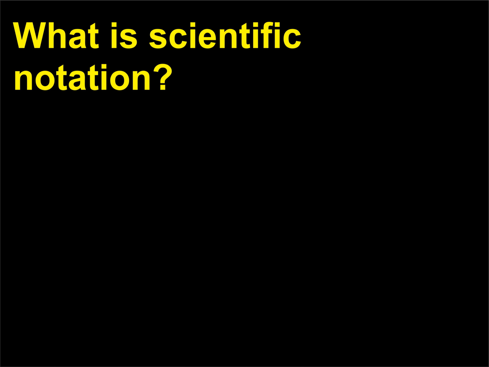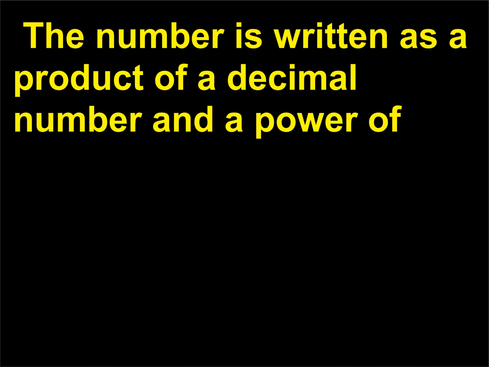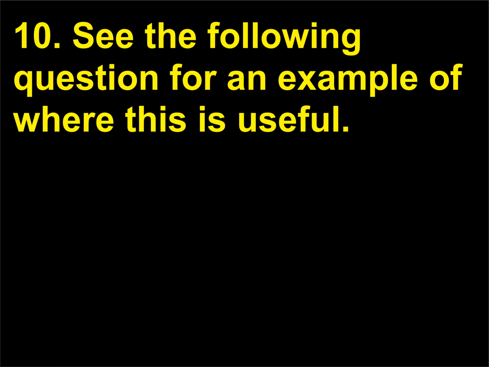What is scientific notation? Scientific notation is a commonly used method for expressing large numbers. The number is written as a product of a decimal number and a power of 10. See the following question for an example of where this is useful.